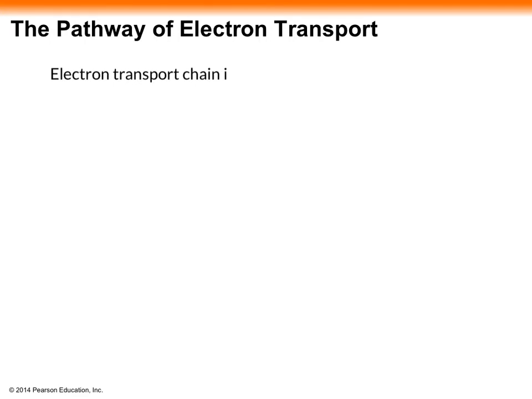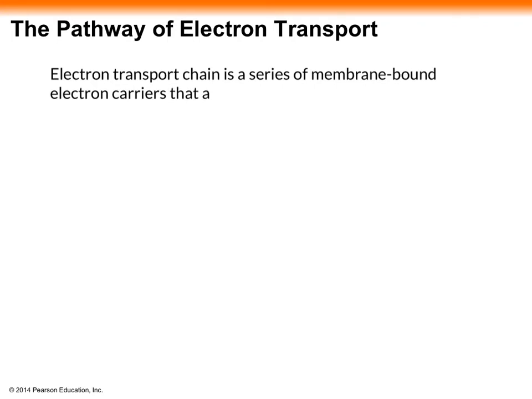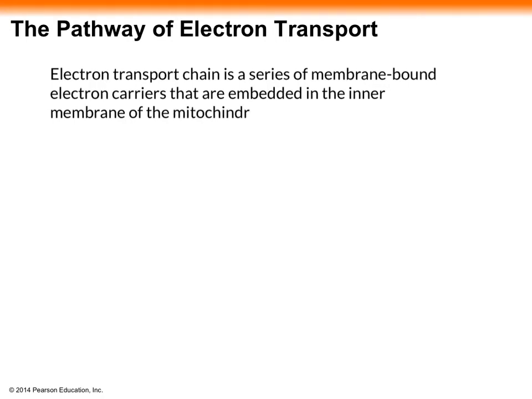The electron transport chain is a series of membrane-bound electron carriers that are embedded in the inner membrane of the mitochondrion. Remember that this inner membrane of the mitochondrion is referred to as cristae. We see this process happening at the cristae of the mitochondrion in eukaryotic cells. If we are talking about prokaryotic cells, this process is occurring in the plasma membrane.